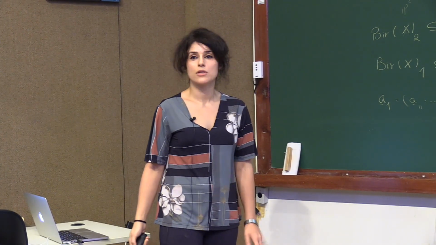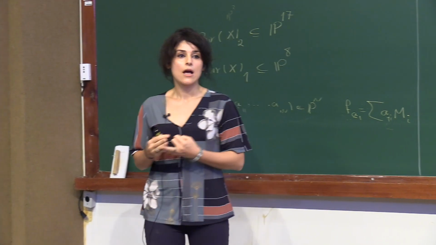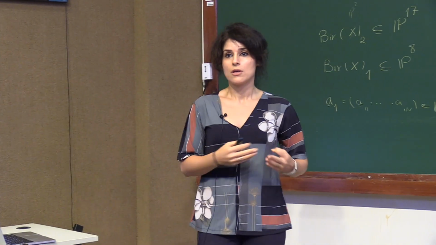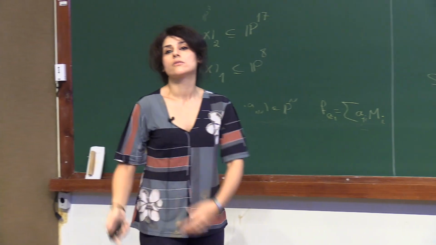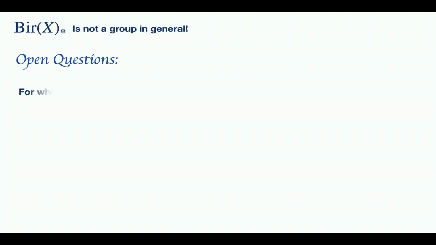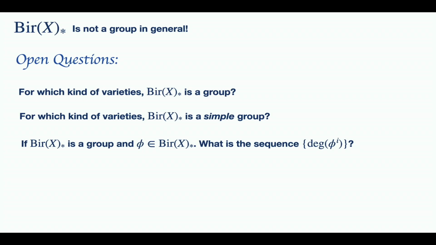But some open questions. BRX star is not a group in general. We know that when we are studying BRX, we can consider a topological structure coming from the topology defined by Demazure-Serre, an algebraic structure as an algebraic variety, and a group structure, as for example the Cremona group, or the group of all birational transformations. But here in general, it depends on the variety. The open questions are: for which kind of varieties is BRX star a group? For which kind of varieties is BRX star a simple group? And if we have a group, what would be the sequence of the degrees of the compositions of this map, the polynomial degree? So these are open questions over the group structure of this set.